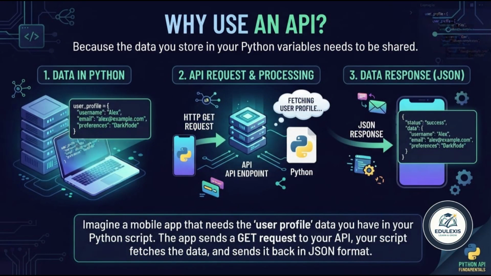Let's break down the API structure. An API is essentially a set of URLs. Each URL performs a specific action. We call these HTTP methods: GET for fetching, POST for creating, PUT for updating, and DELETE for removing. Our Python script maps these methods to functions.